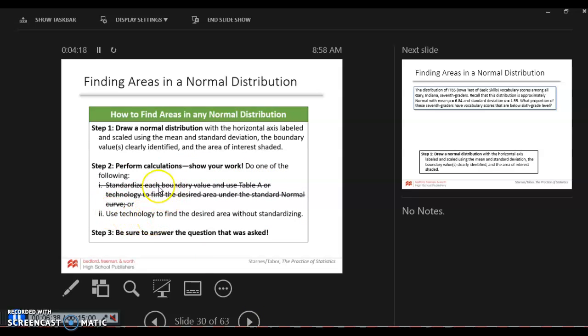And I mentioned that Khan Academy will do it this first way. However, if you have a calculator or an app, so even if you're at home, you can download the app Calculate 84. It works the same way as a TI-84. You can find these areas that way. So we're going to, again, draw, label, and shade a curve. We are going to use technology to find that area, and it's actually very simple. And then we're going to answer the question that was asked.